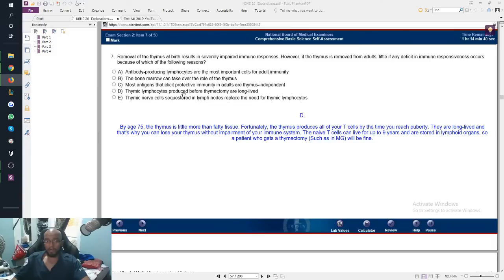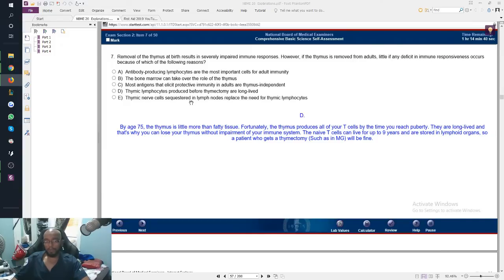Most antigens that elicit protective immunity in adults are thymus independent. That's not true either. You need your T cells to be matured in the thymus, so that's not going to happen. Thymic lymphocytes produced before the thymectomy are long-lived. And then E, thymic nerve cells sequestered in lymph nodes replace the need for thymic lymphocytes. D and E are pretty similar answer choices, and I guess someone that is really trying to be complicated would pick E, but D is a fact. D is an actual fact.